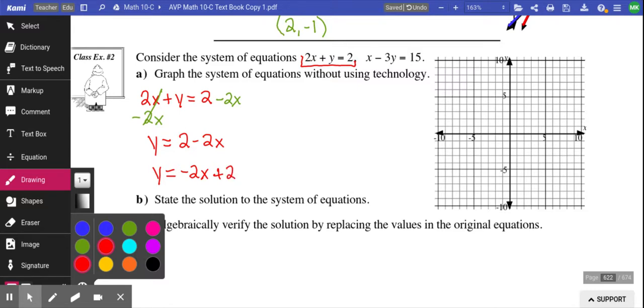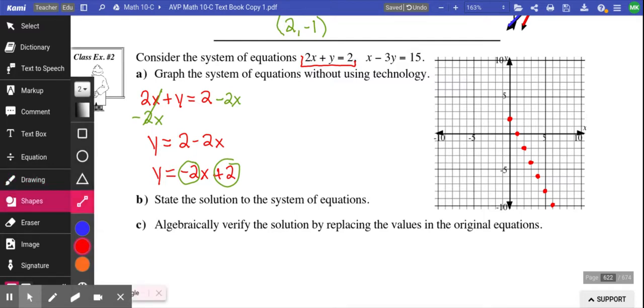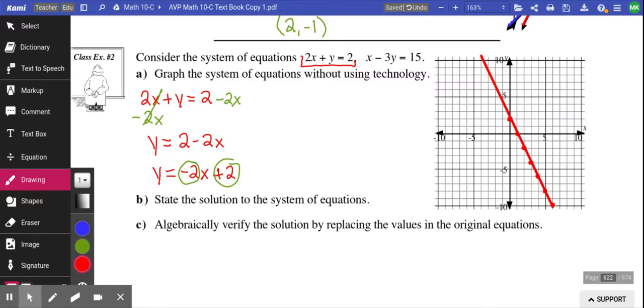To graph it, I start with my y-intercept. My y-intercept is +2, so I'm going to draw a dot at +2, right there. Then I'm going to use my slope value, which is -2, to find my next point. So I'm going to go down 2 over 1 to right there. And you could keep doing that. If you kept going down 2 over 1, you would get a whole bunch of points, and you would notice that it's creating a nice straight line. Or you could just take your ruler and draw a nice straight line through. I like to put arrows on the ends so that we know this graph goes forever.